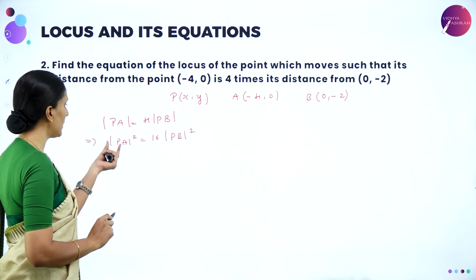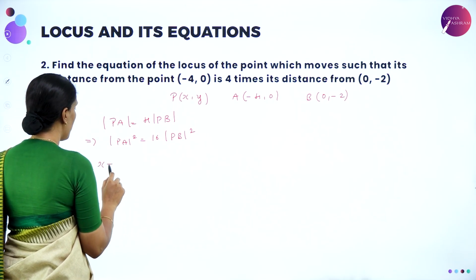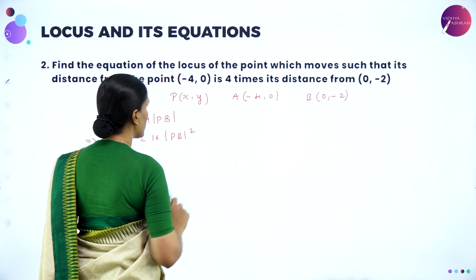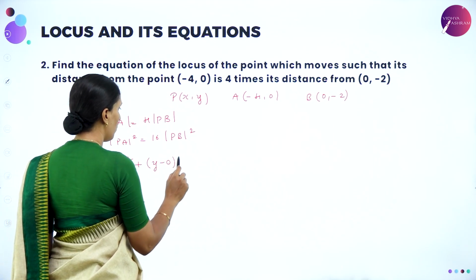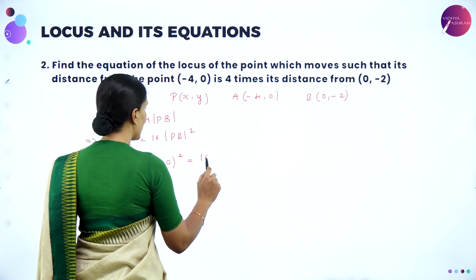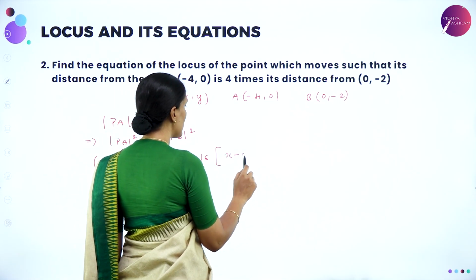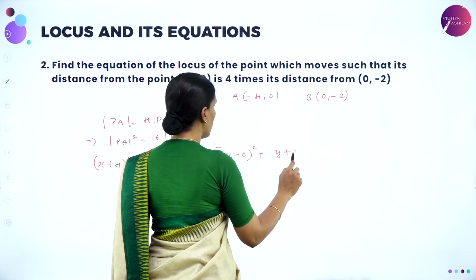Now let us apply the distance formula for PA, which becomes x minus of minus 4, that is (x plus 4) whole square, plus (y minus 0) whole square is equal to 16 into PB square, that is (x minus 0) whole square plus (y plus 2) whole square.